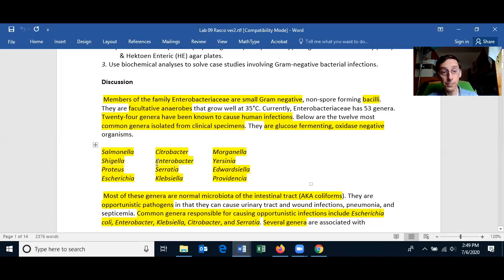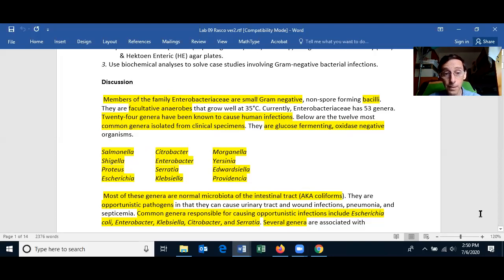There's a large number that cause human disease, and I'm sure you've heard of especially the first four: Salmonella, Shigella, Proteus, and Escherichia, like that's E. coli, Citrobacter, Enterobacter, Serratia, Klebsiella. You may have been less familiar with those, although you probably heard of Klebsiella pneumoniae. Morganella, Yersinia, Edwardsiella, and Providencia. You may not have heard of those four.